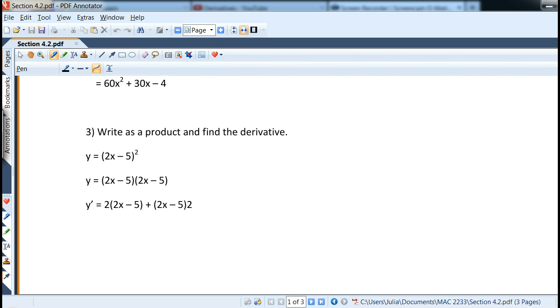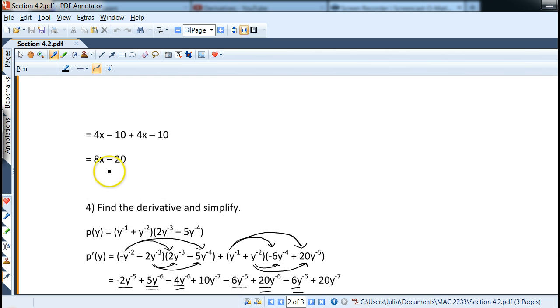And then you can simplify it on the next page. So we'll get 4x minus 10 plus 4x minus 10. So we'll get 8x minus 20.